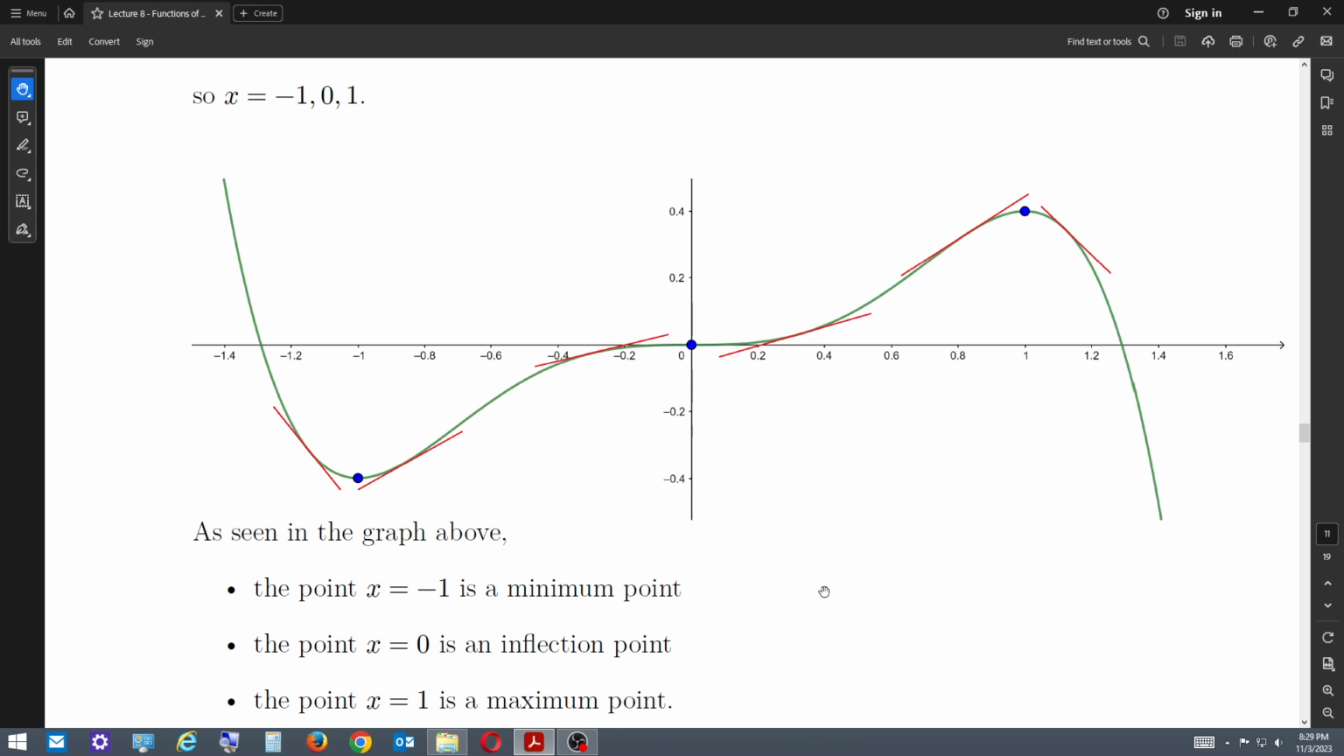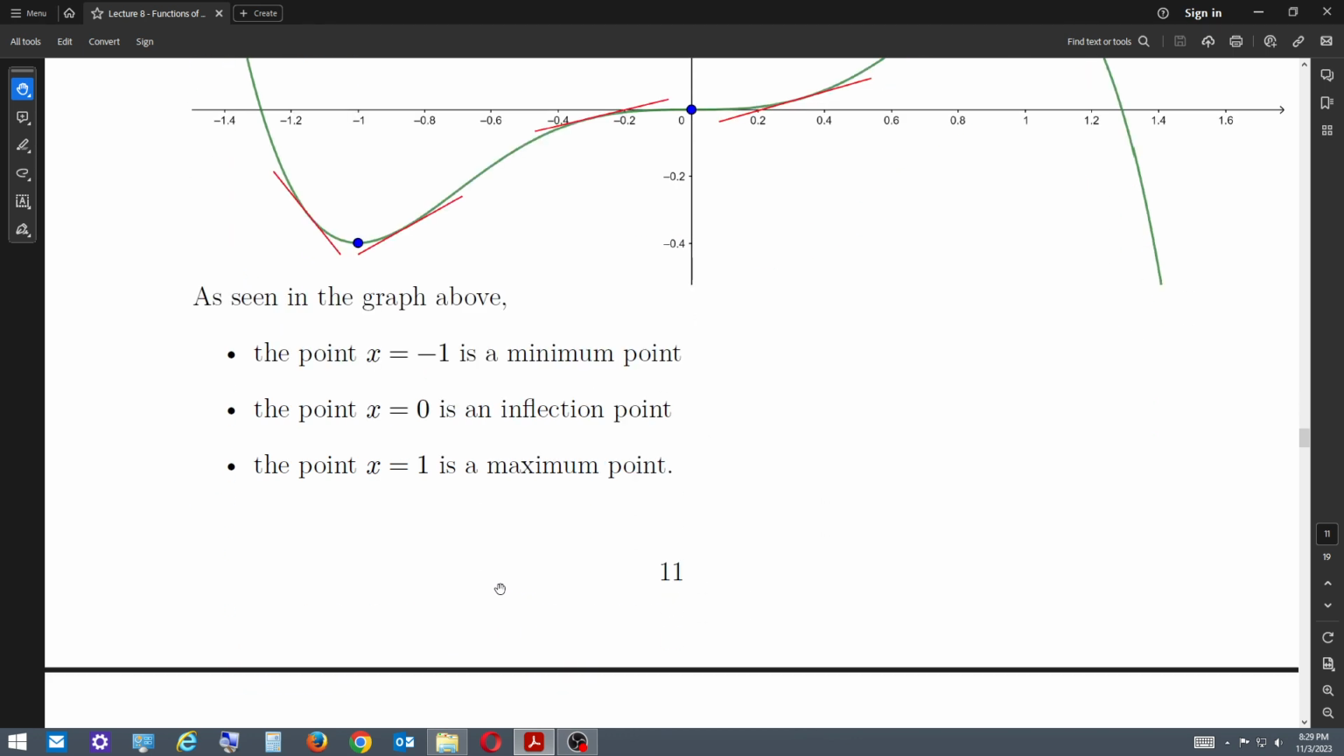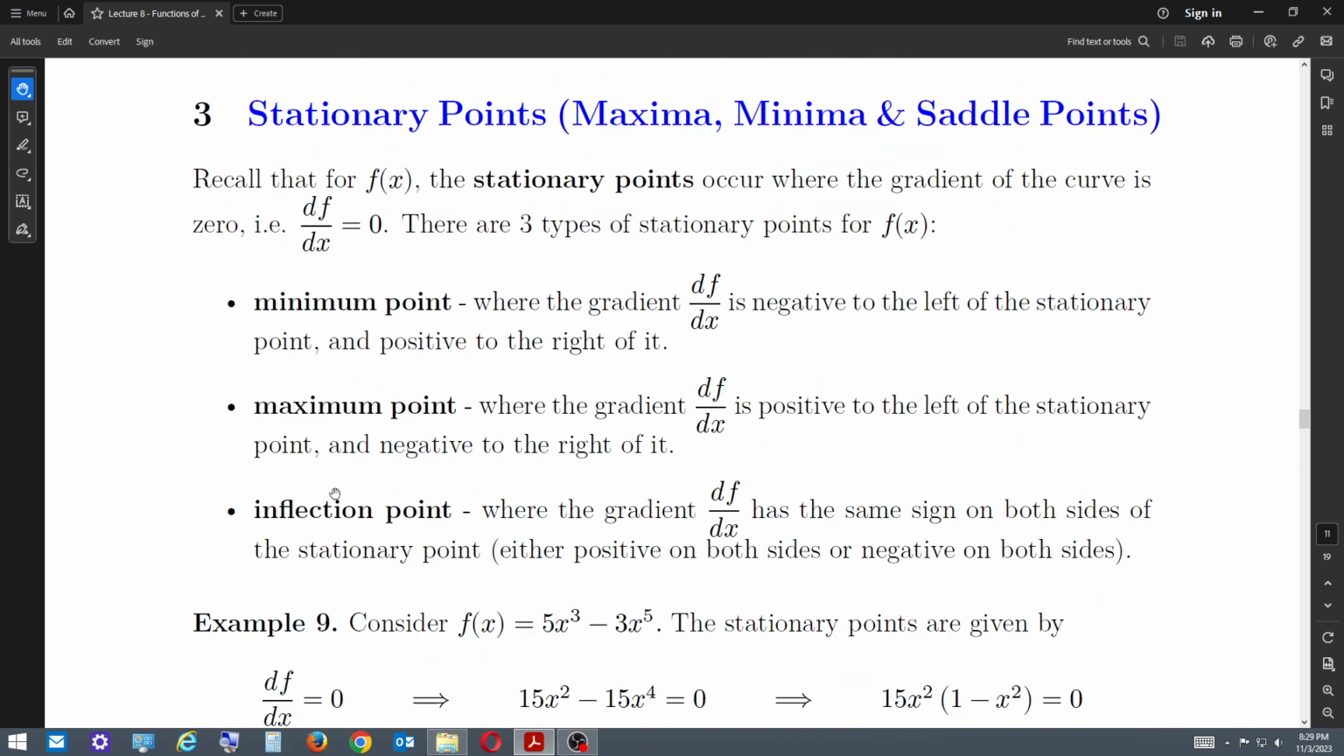Okay, so when we switch to looking at a function of two variables now, we will have something similar happening, except we will no longer have inflection points. So we will still have minimum and maximum points, but the inflection points, we'll actually call them something different. We'll call them saddle points.